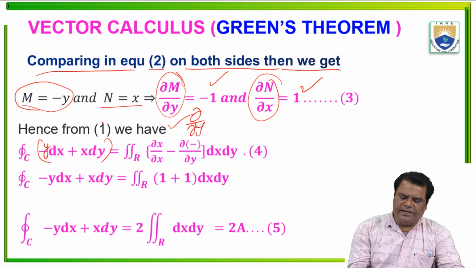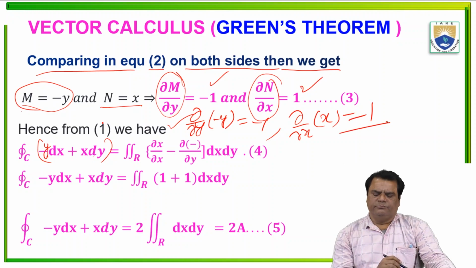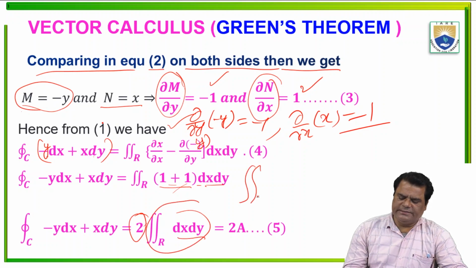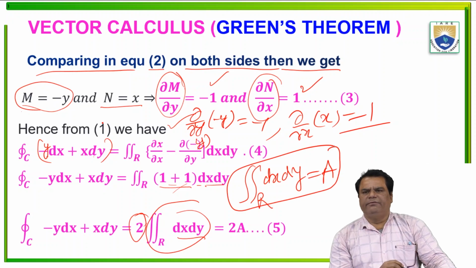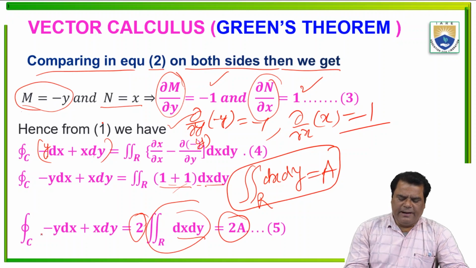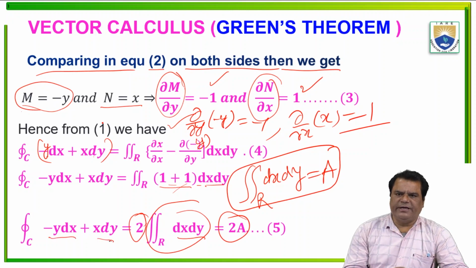So ∂/∂y of M is −y, so this result is −1. And ∂/∂x of N is x, so this is 1. Putting both values here, ∂N/∂x and ∂M/∂y, this is −(−1), meaning 1 plus 1. We get 2 dx dy. Taking the 2 out, this is the area, the double integral over region R of dx dy, which represents the area of the given closed curve in the region R. So this is 2A, and the left-hand side is ∮(−y dx + x dy).